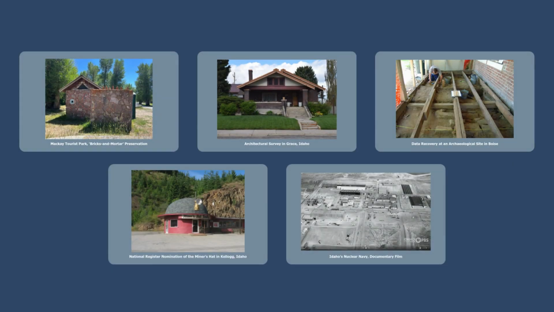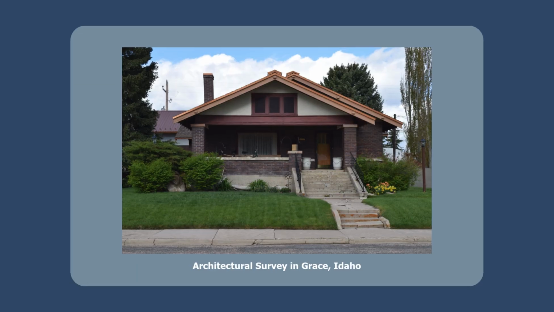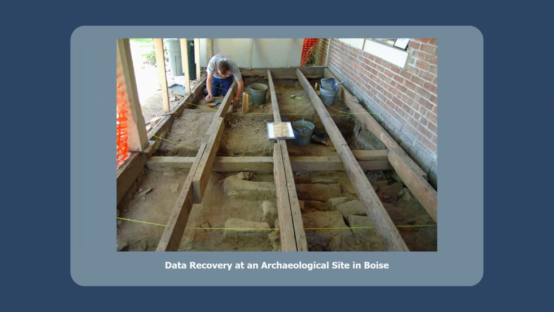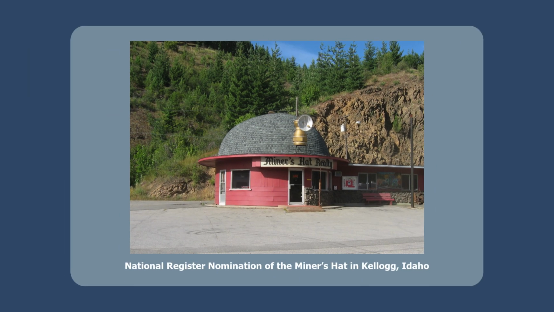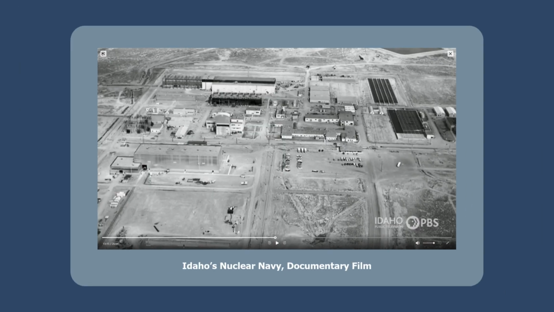There are many types of mitigation that may be appropriate. Some examples of mitigation might be bricks and mortar, or the physical preservation of a historic building, a documentation effort of other historic properties, data recovery for an archaeological site, National Register nominations or context studies, or even public engagement projects like a PBS documentary.